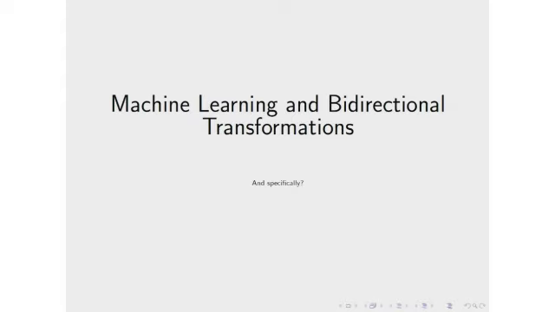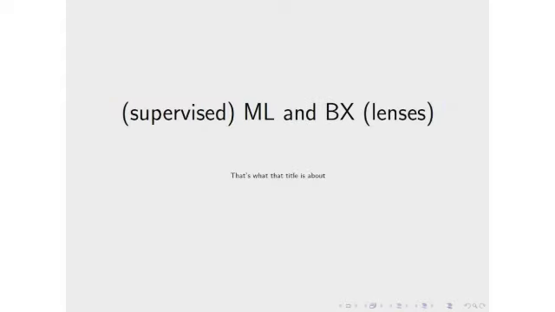A little bit from Monday. So machine learning and bidirectional transformations. In particular, that machine learning is going to be supervised machine learning and bidirectional transformations. And so I want to tell you a little bit about each of these to make sure we're all up to the same level before we actually get around to doing the real work. So first of all, some lenses, okay?